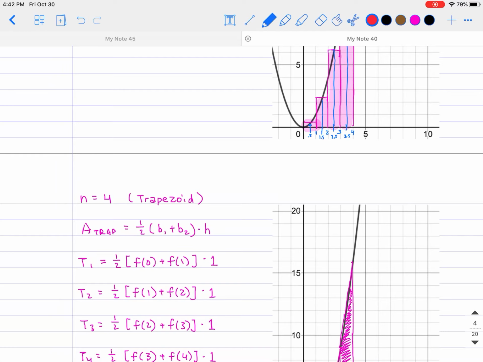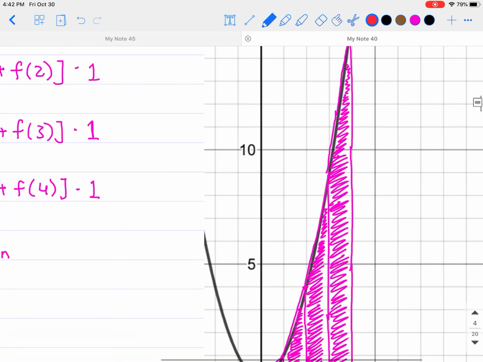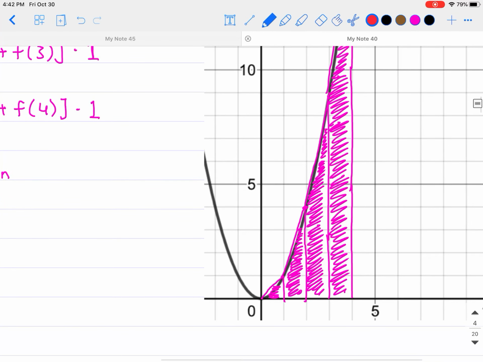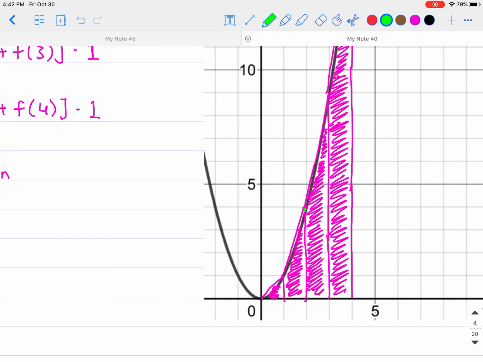And finally, after the left-hand rule, the right-hand rule, and the midpoint rule, there's one last rule, which is called the trapezoid rule. And this one is definitely going to be a lot more accurate. What that means is, instead of making partitions that are rectangles, base times height, we're going to look at them as trapezoids.